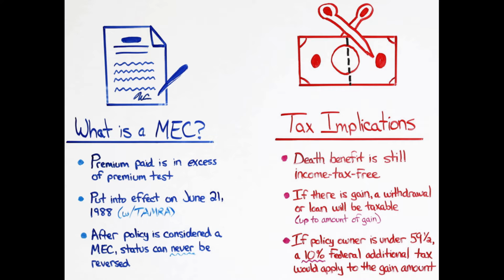Do not go paid up in year 7 or earlier, as that can MEC the policy and make your cash value distributions from the policy taxable, which negates one of the main benefits of owning a whole life insurance policy.